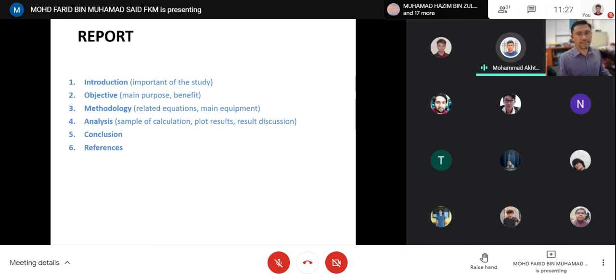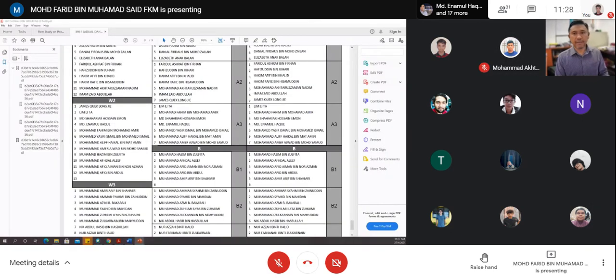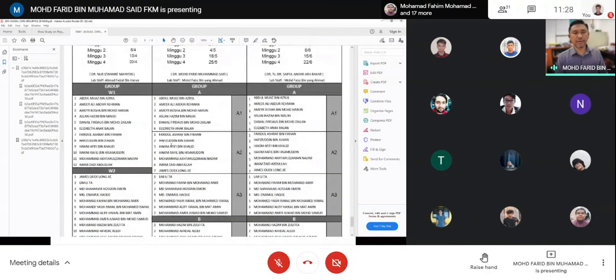I have one question. We have two groups, Group A and Group B. Is this a group report, or does every group member need to make an individual report? The report is only one. For example, Group A, this is A1, so the report is only one. The group leader needs to submit the report to me. For example, here A1. You have your own group leader, right?